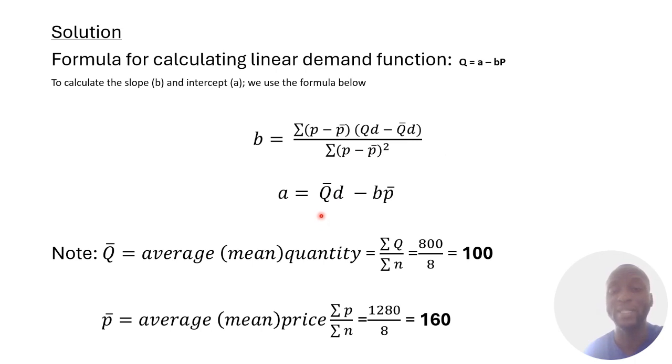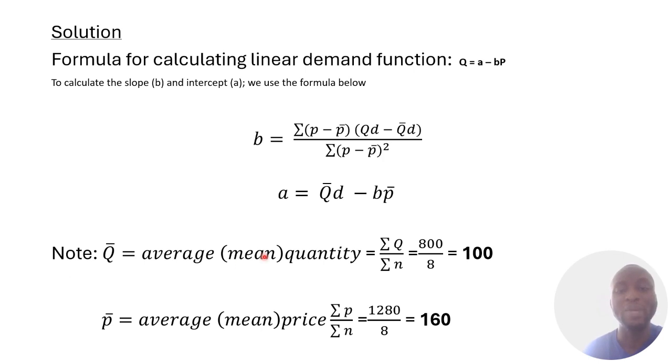For calculating the intercept, we need the average quantity demanded, and we also need the average of the price. Multiply by the slope which we already calculated. And don't forget there is a negative sign here. Very, very important. Let's see how we're going to calculate it. Now, take the next step.